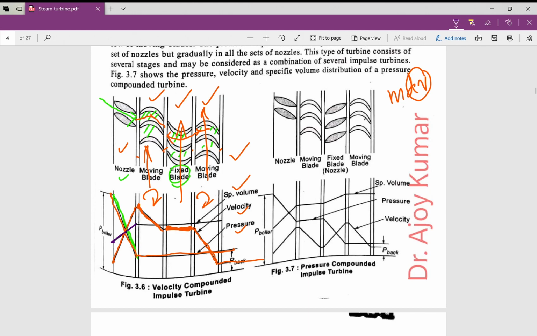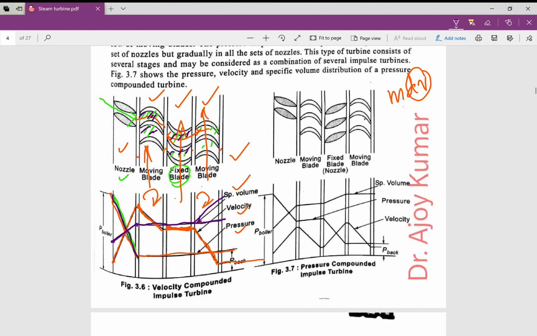The specific volume increases since there is an expansion, since pressure decreases and hence volume increases, right? And then since there is a constant passage area between two consecutive blades, whether it is a moving blade or fixed blade, there is a constant passage area throughout, and hence volume remains constant. So this is your profile of specific volume.